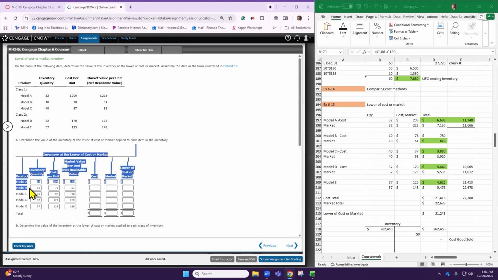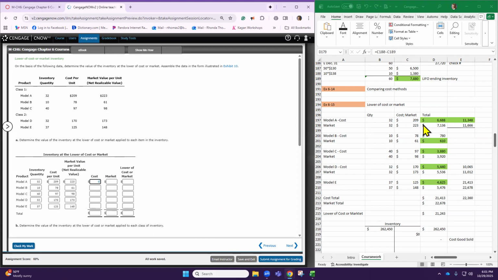Costs are not lower here. So B, we've got more than the market. And it looks like that's the only one. B is the only one where the market, I guess, is winning. All right. So here comes the total. You're going to need to do the math for each of yours. I've got mine here.